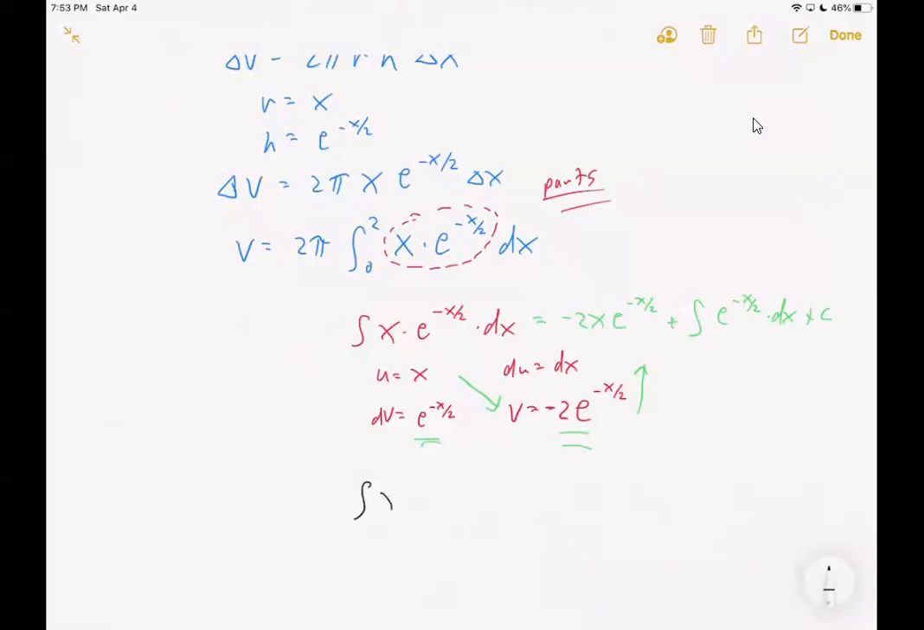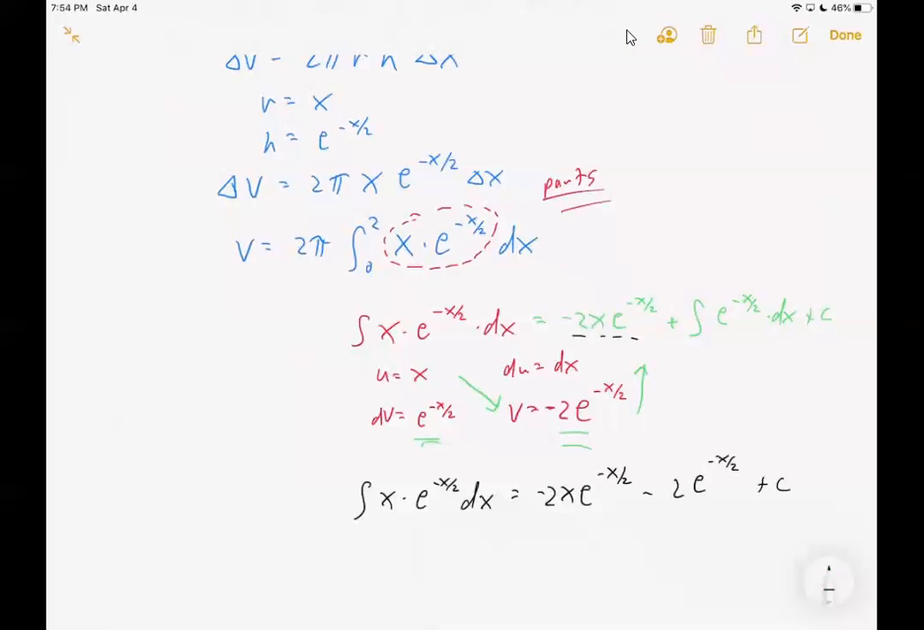So let's solve that down here. We can say the integral of x e to the negative x over 2 dx would equal negative 2x e to the negative x over 2. I just copied the first part of this. And then we have to integrate. Oh, and we already know what the integral of that is. It will be minus 2 e to the negative x over 2 plus c. Okay, so now we need to use this antiderivative in order to get to the answer.